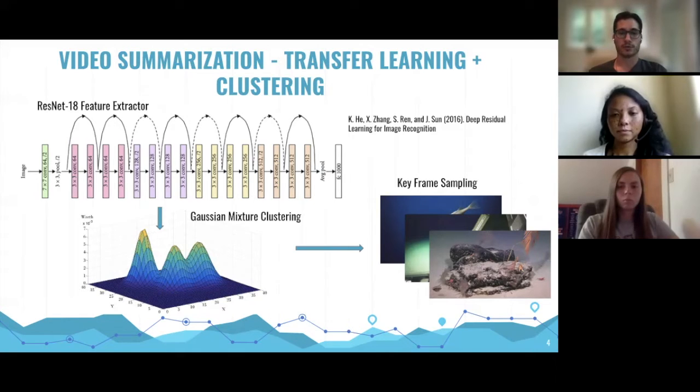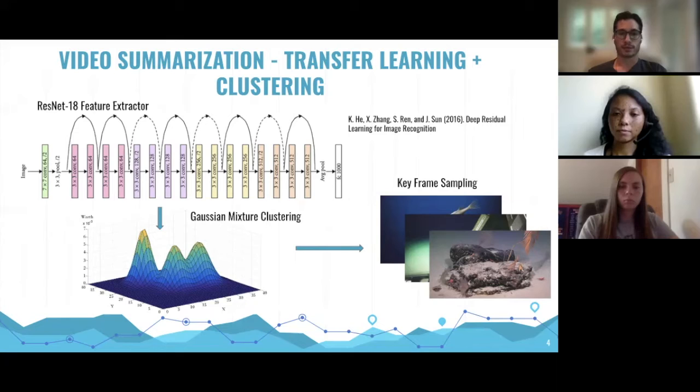The first and more straightforward method that we utilized for this task was to leverage a pre-trained residual neural network called ResNet to produce feature vectors for each frame. This approach of using a pre-trained feature extractor is called transfer learning. This particular network was pre-trained on an open source data set of millions of images called ImageNet, and so the model is well suited to extract features from our dive videos.